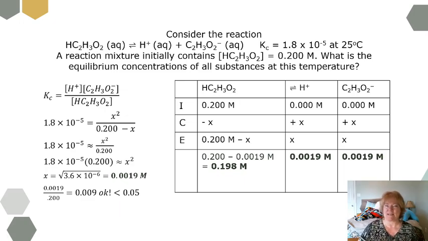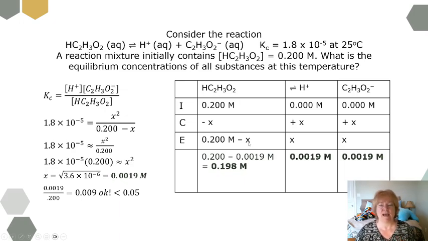I want to now go back and test the approximation. X is 0.0019. I'm going to divide it by the initial concentration, 0.2. If I do that, the ratio is 0.009. 0.009 is less than 0.05. That means it was 0.9% instead of 5%. So it's much lower. This is a safe approximation. That means I can assume that X is 0.0019.